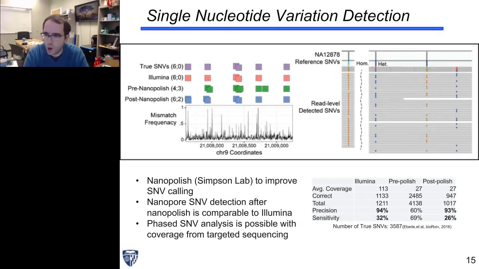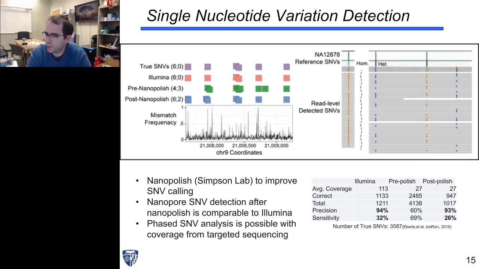So let me walk you through this slide. In the top left, you see a region of chromosome 9, which was part of our captured region. The purple squares at the very top there are the true somatic nucleotide variations, or SNPs, areas of single base alteration. I also have pictured here the results we got from doing the Illumina sequencing capture of this region. You see that we got 6 of 6 right and no false. So the 6 indicates the number of true positives and the 0 indicates the number of false positives. So it didn't get anything wrong and it got all 6 right.